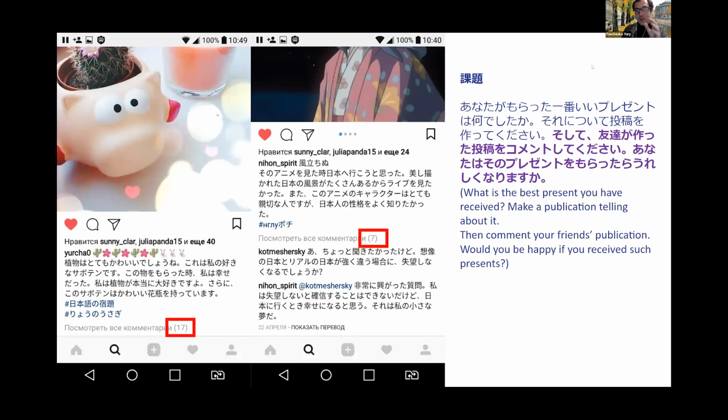So, for example, here, if we just add some lines: what is the best present you have received, make a publication telling about it, and then comment on your friend's publication, would you be happy if you received such presents? So we invite students to interact in the digital space of the social network in the foreign language they are studying. Here we pay attention to the communicative side of a social network and to its connectivist side.